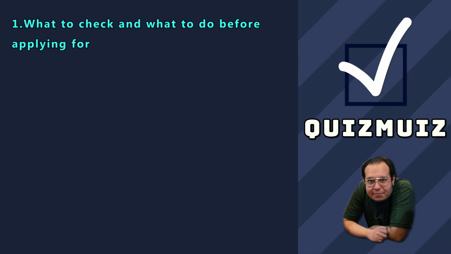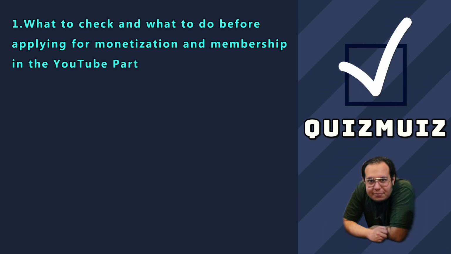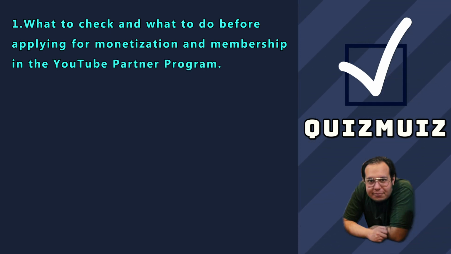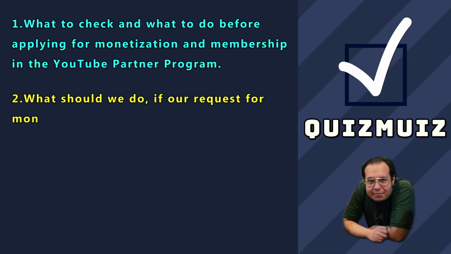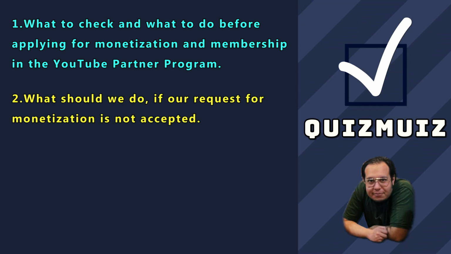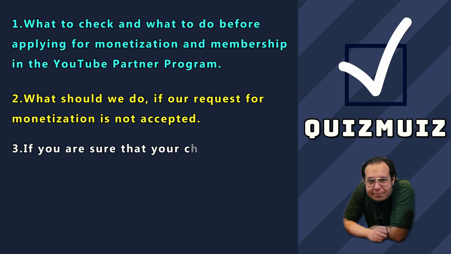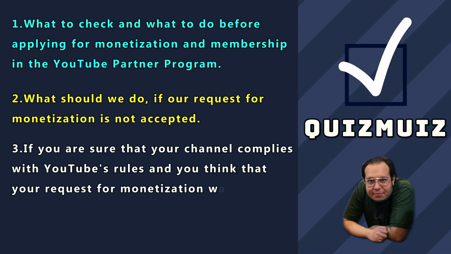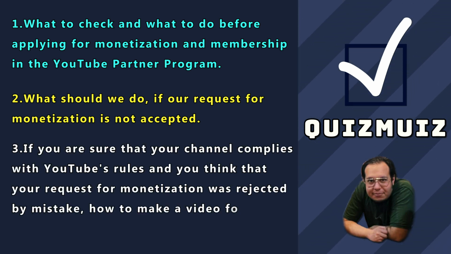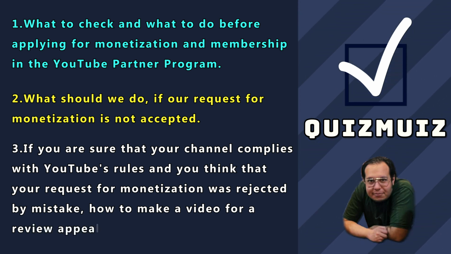In this video, we talk about what to check and what to do before applying for monetization and membership in the YouTube Partner Program. What should we do if our request for monetization is not accepted? And if you're sure that your channel complies with YouTube's rules and you think that your request for monetization was rejected by mistake, how to make a video for a review appeal.